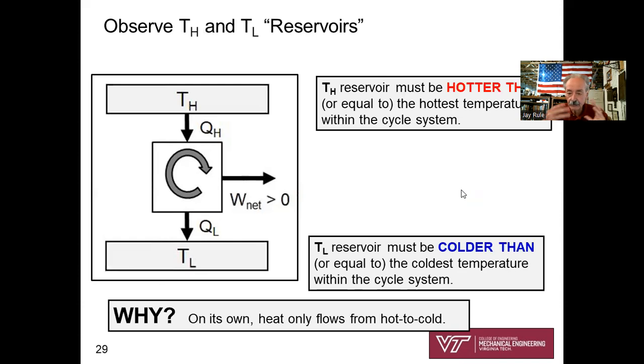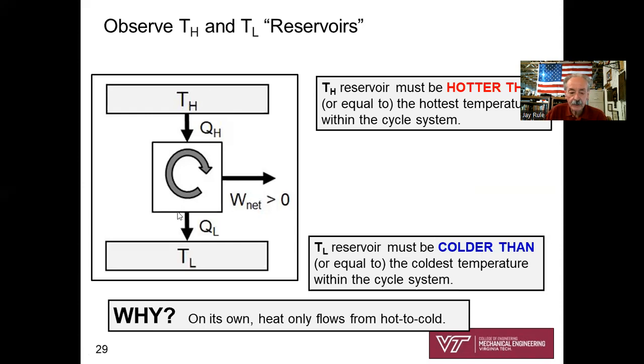Okay, now next thing to look at on our schematic of our heat engine, or our system operating in a cycle. Look at these gray things with labels TH and TL. These are heat reservoirs. We consider these unlimited sources of heat transfer or unlimited sinks of heat transfer. TH is held at a high temperature, and this reservoir must be hotter than or equal to the hottest temperature within this box. I'm just going to say that and leave it there.